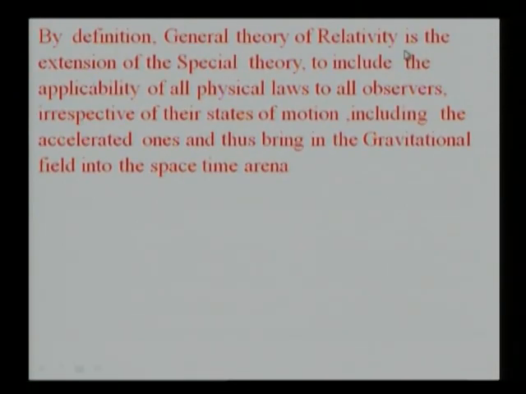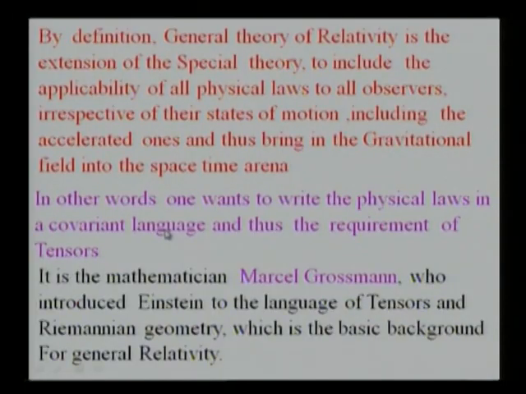By definition, the general theory of relativity is the extension of the special theory of relativity to include the applicability of all physical laws to all observers, irrespective of their states of motion, including the accelerated ones, and thus bring the gravitational field into the space-time arena. In other words, one wants to write physical laws in covariant language, and thus the requirement of tensors. It is the mathematician Marcel Grossmann who introduced Einstein to the language of tensors in Riemannian geometry, which is the basic background for general relativity.